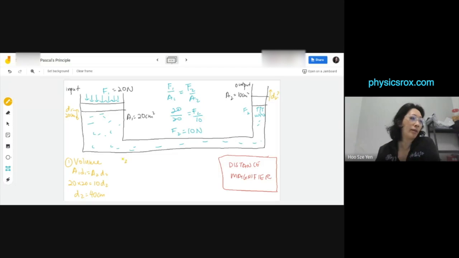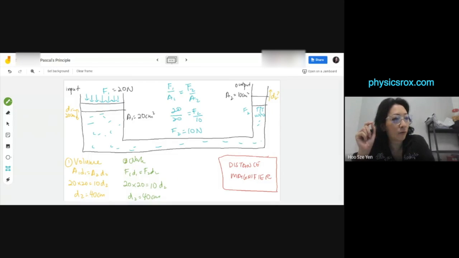Even if you try to use the work method, you get the same answer. Let's say you calculate work, F1 D1 equals F2 D2. That means the force we apply is over a larger distance, because now it's a smaller area, so the work is now concentrated on a smaller area. So even though the force is smaller, when you count, you actually end up getting 40 cm. So we only use this method if we really need the distance to be increased and the force can be small. Just to let you know, so that you are aware that this exists.